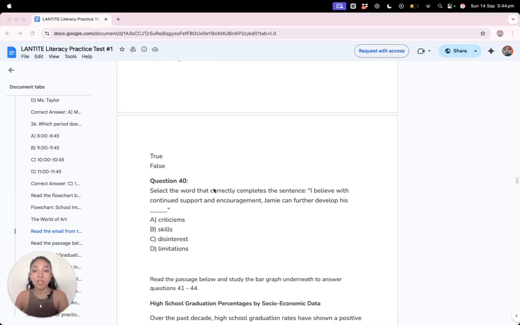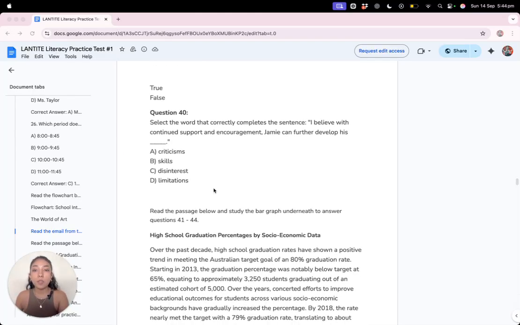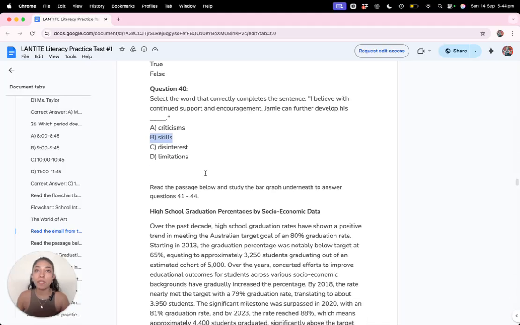The next one is a grammar question. So question 40, select the word that correctly completes the sentence. I believe with continued support and encouragement, Jamie can further develop his A, criticism, B, skills, C, disinterest, and D, limitations. And with this one, I'm going to go with skills, B. Again, the context of the email focuses on Jamie's development and growth in art, making skills the appropriate word to complete the sentence.